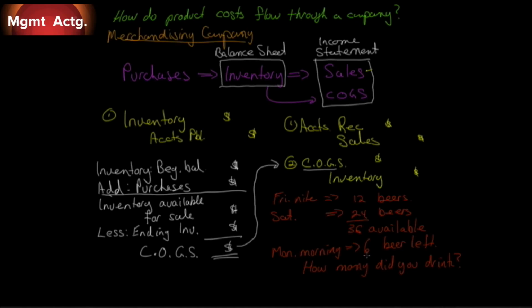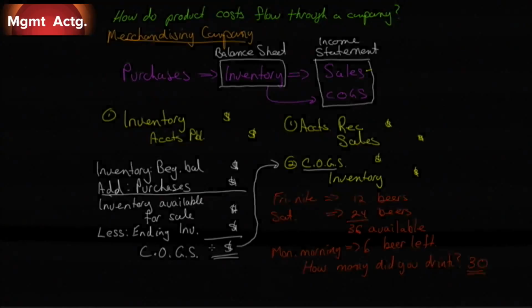We wake up Monday morning and we find that we have 6 left. Well, 6 is our ending inventory, isn't it? That's the same as our ending inventory. We have 6 left. So if we had 36 available and we have 6 left, we must have drank 30. So that's equivalent to our cost of goods sold. Every inventory problem can be broken down into a beer problem.